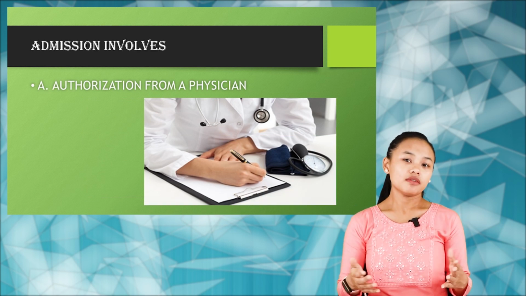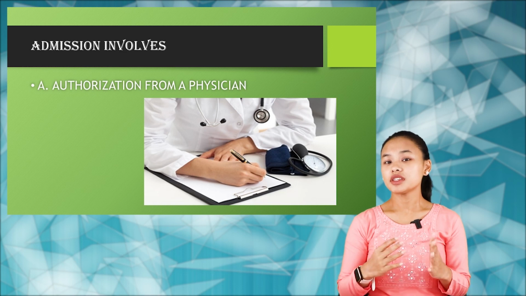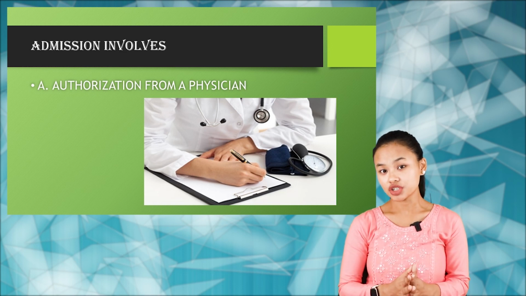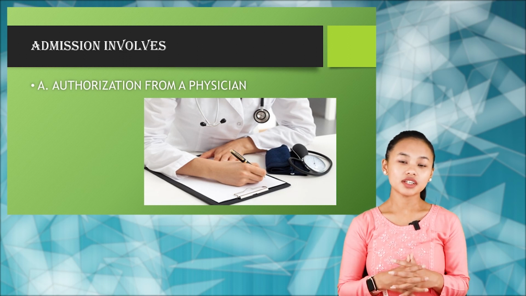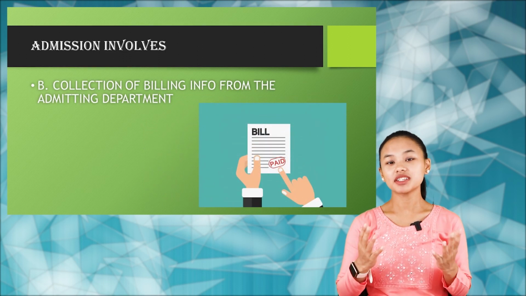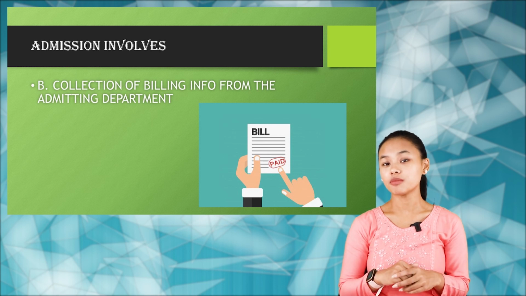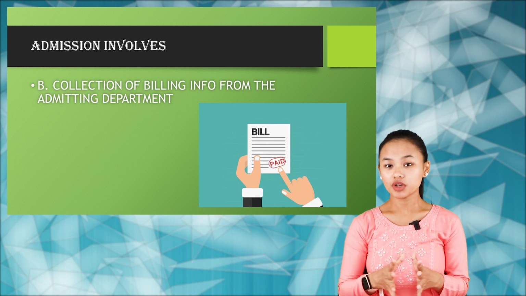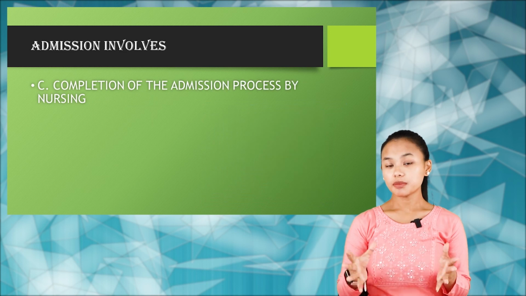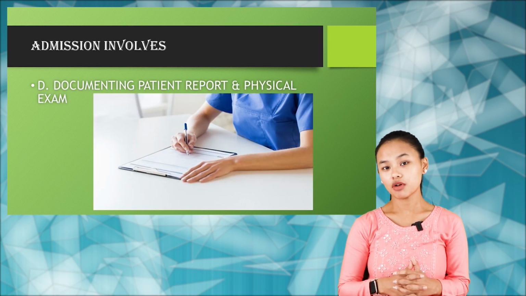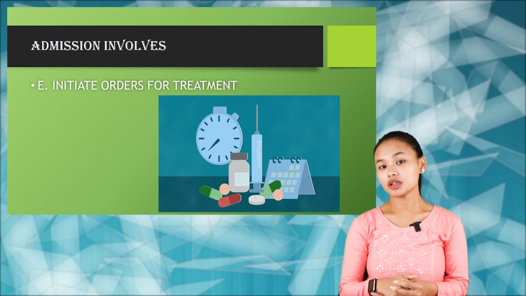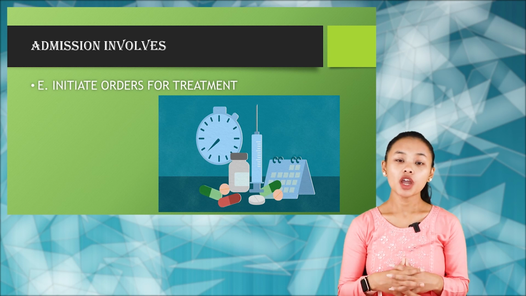What does admission involve? In order to admit the client, you need an authorization from the physician. After the physician has authorized that this client must be admitted, you must collect all the billing information from the admitting department. You must also complete the admission process, document all the patient reports and records, and then start the treatment which was prescribed or ordered by the physician. So these are the various steps involved in admission.